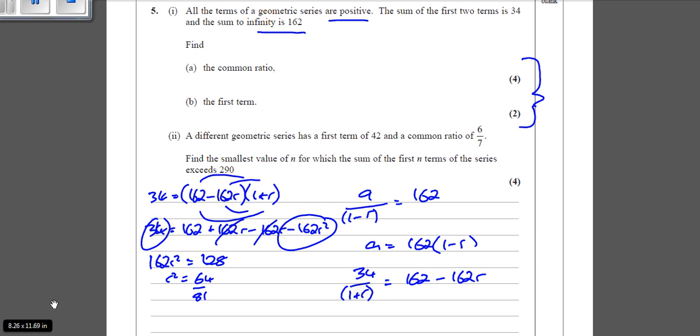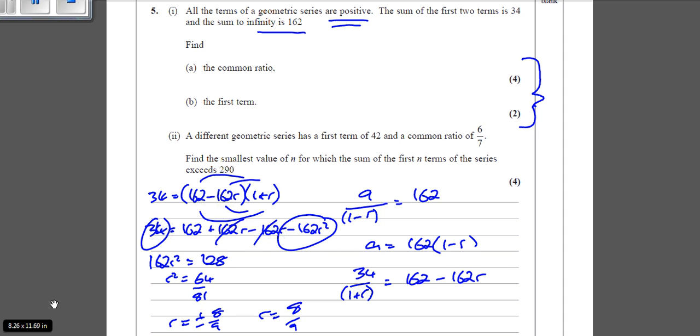And again, it says all the terms of the geometric series are positive. So when we do the square root of that, usually we'd get plus or minus 8 over 9. But because it says it's only going to be positive, therefore the ratio is going to need to be positive as well. So r equals 8 over 9. That's going to be the common ratio, and then we've got to work out what the first term is.